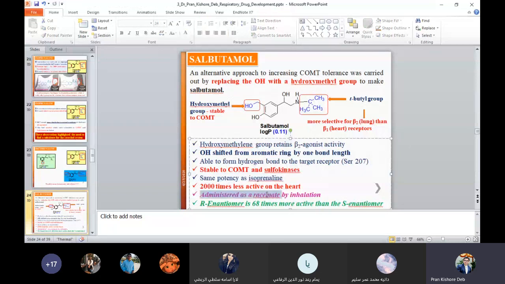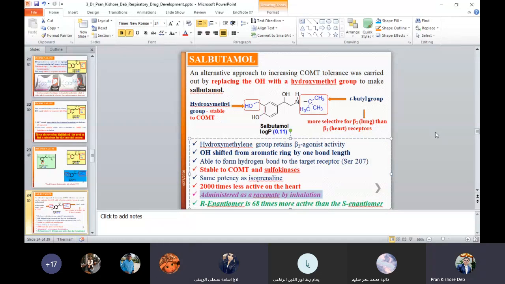Initially, it was administered as a racemic mixture. In the racemic mixture, you know which enantiomer is more active, R or S? R. R is more active. But if you give only the R enantiomer, then definitely it is more potent as compared to isoprenaline. All right. If I ask you to tell me two reasons why salbutamol is more potent than isoprenaline, what are the two reasons you will give?